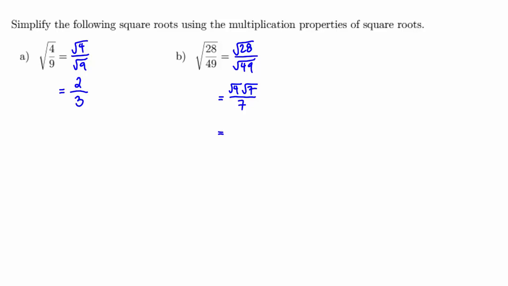And now from here, the square root of 4 is simply the number 2, and the square root of 7 will stay. So we have 2 times the square root of 7 in our numerator and 7 in our denominator. So that fraction, when fully simplified, is 2 times the square root of 7 all over 7.